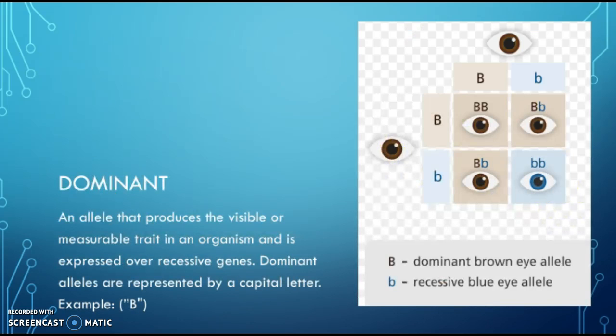Dominant. An allele that produces the visible or measurable trait in an organism and is expressed over recessive genes. Dominant alleles are represented by a capital letter. For example, capital letter B. On the right, the chart is for brown eyes being a dominant eye allele. The capital B's indicate which is dominant.